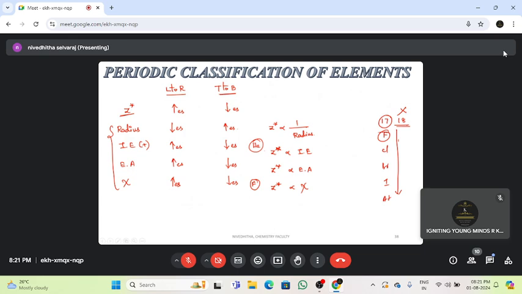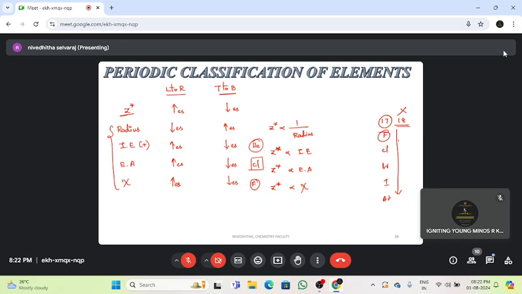In the periodic table itself, which element will have the highest electron affinity? Which element will have the highest electron affinity? Chlorine, ma'am. Very good, it is chlorine. What we'd be thinking is fluorine, because fluorine has the highest effective nuclear charge, right? So we'd be expecting fluorine, but actually it is chlorine.